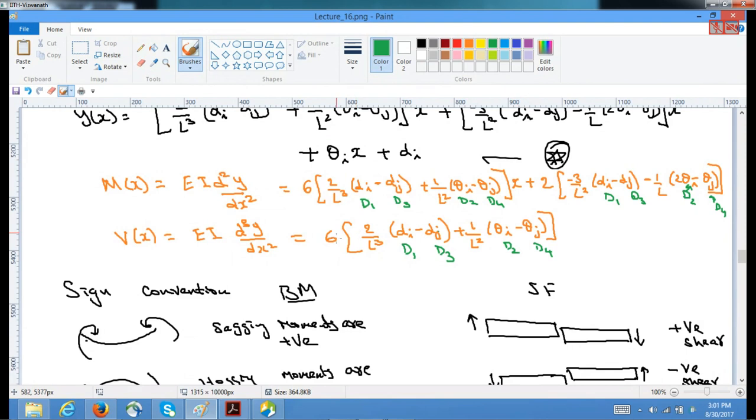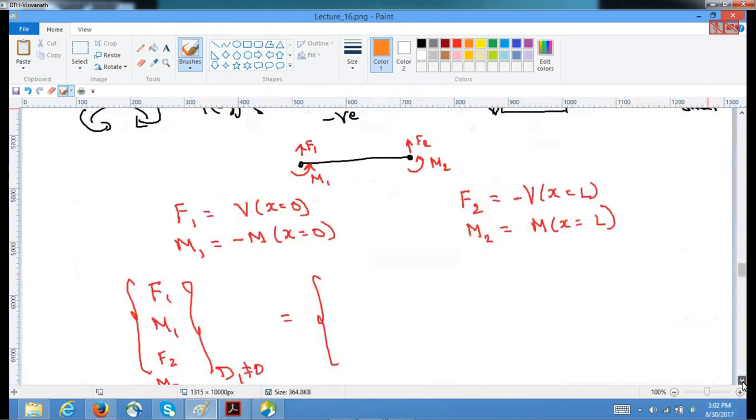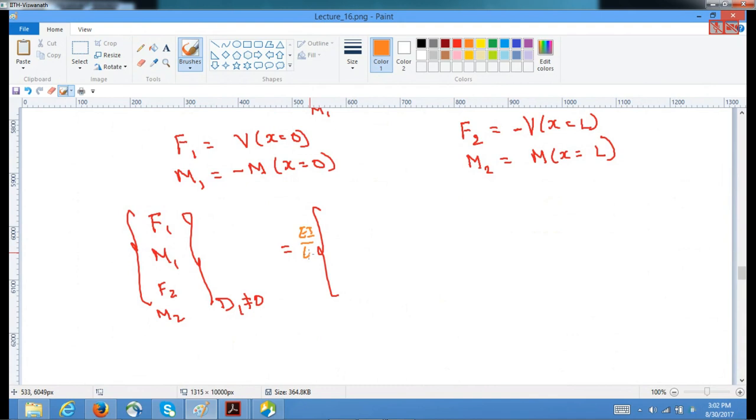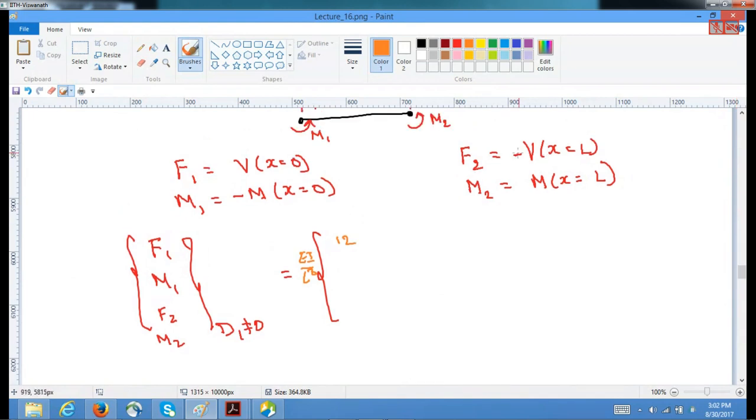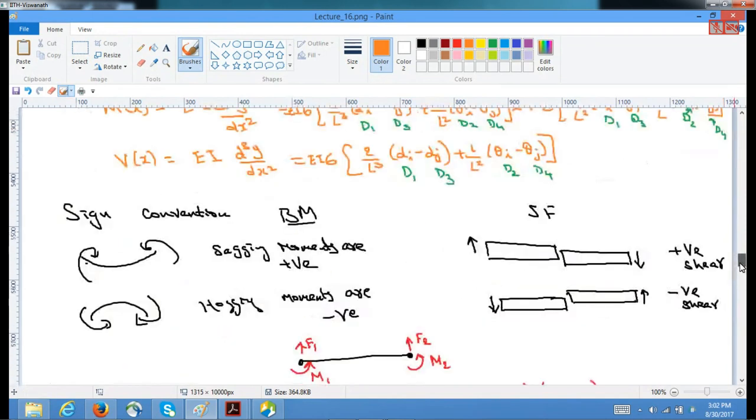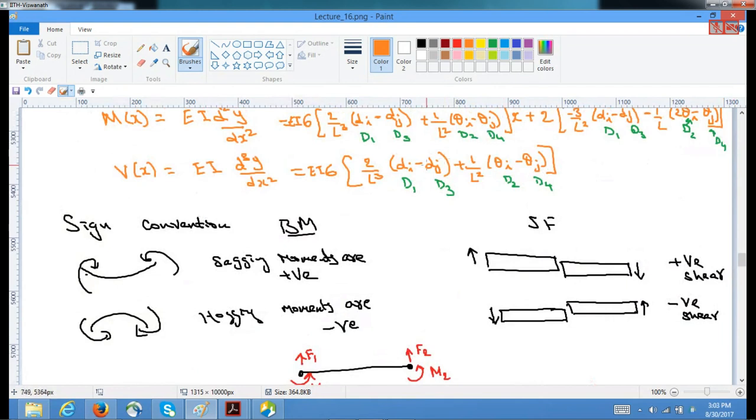So when I substitute, the coefficient I am left with is 6 into 2, 12 by L cube. Okay. In this case, I have EI also here. So EI, then I can write this one as EI by L cube. The 12 is the only thing that is remaining. Now, the same thing, F2, when I evaluate it at L, but with a negative sign, is the same thing. It is independent of x, so even at 0 and L, it is the same, so x dependence is not there.